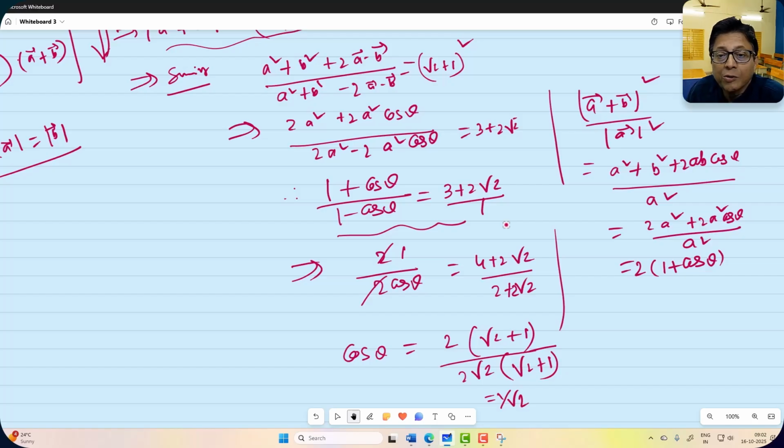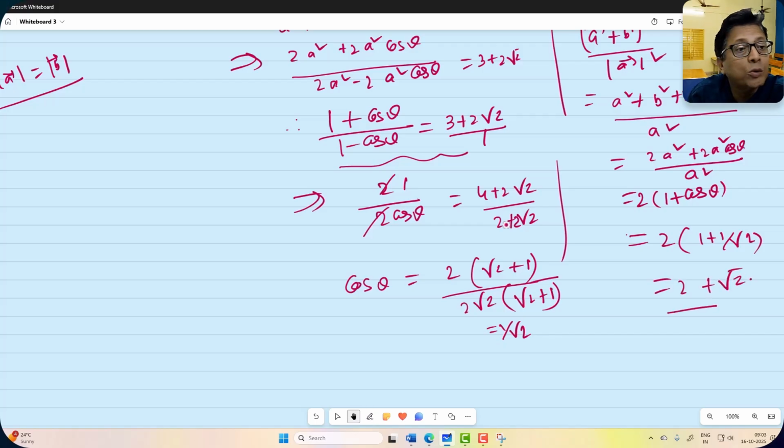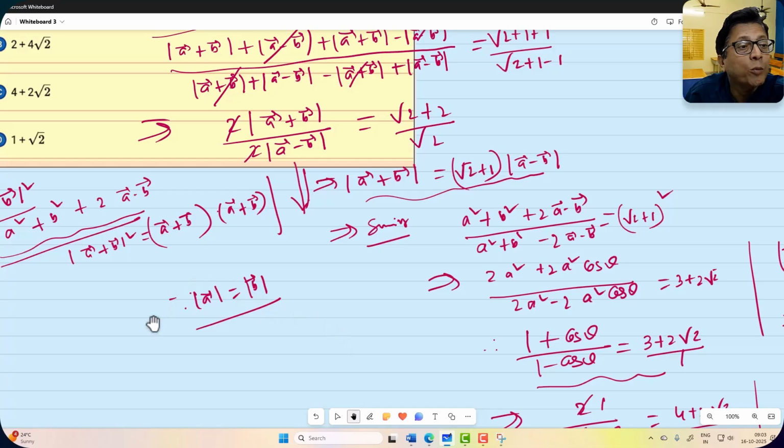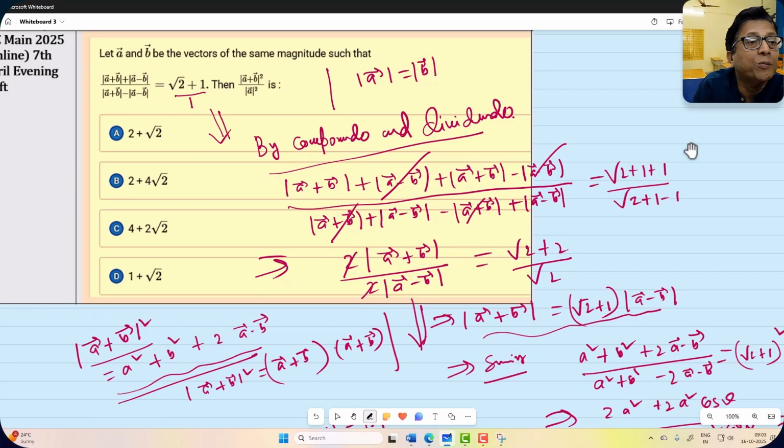Isn't it? If you take 2 root 2 common, then, so just put a value of cos theta over there, 2 into 1 plus 1 by root 2, the value is 2 plus root 2. Is that clear? Hope you have understood. So option A is going to be correct. Okay?